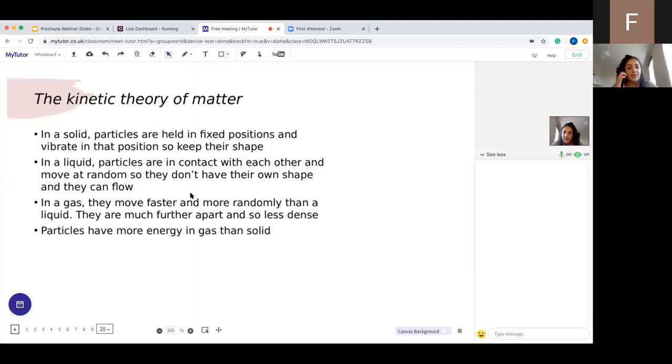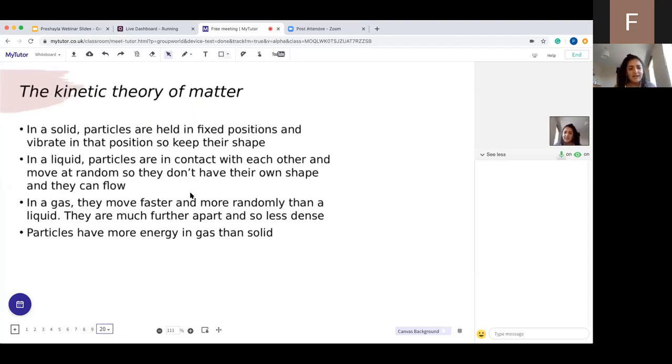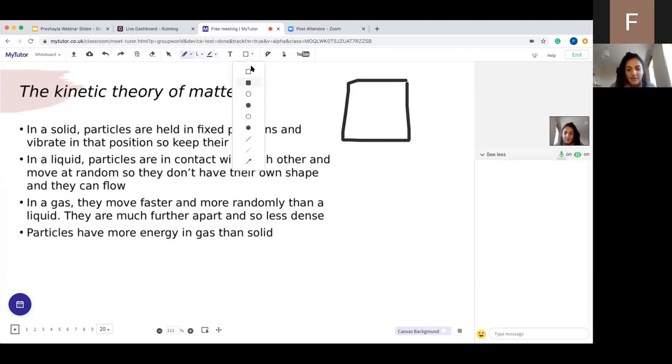Okay, so the kinetic theory of matter. This sounds really complicated and really advanced, but it's actually not. All it means is that in a solid, particles are in fixed positions. We know that from when our teachers used to make us draw those annoying diagrams where we had to draw loads of dots, and in a solid they were nice and structured. So you might remember that. So in a solid, the particles are nice and structured and held in their fixed positions.